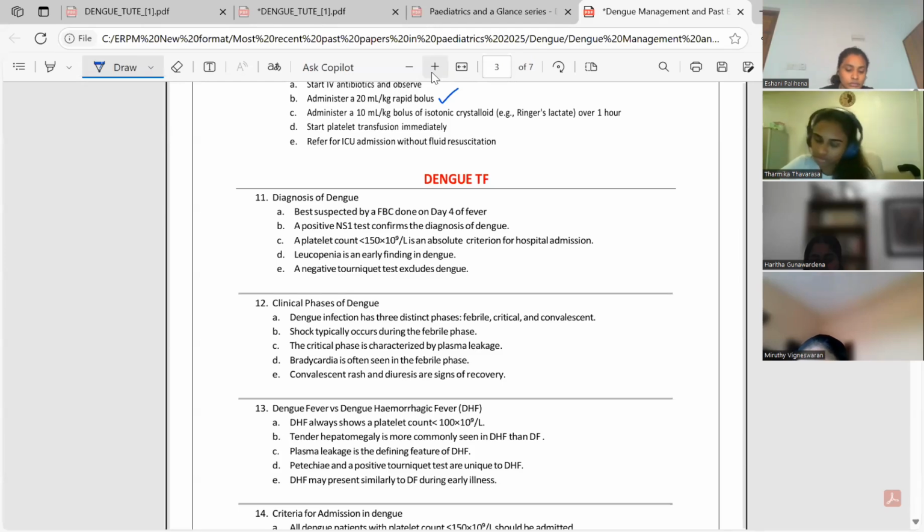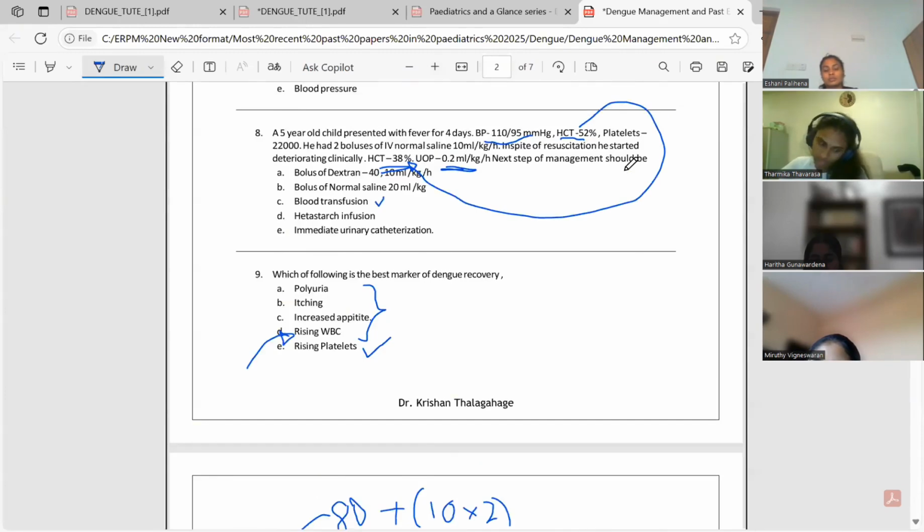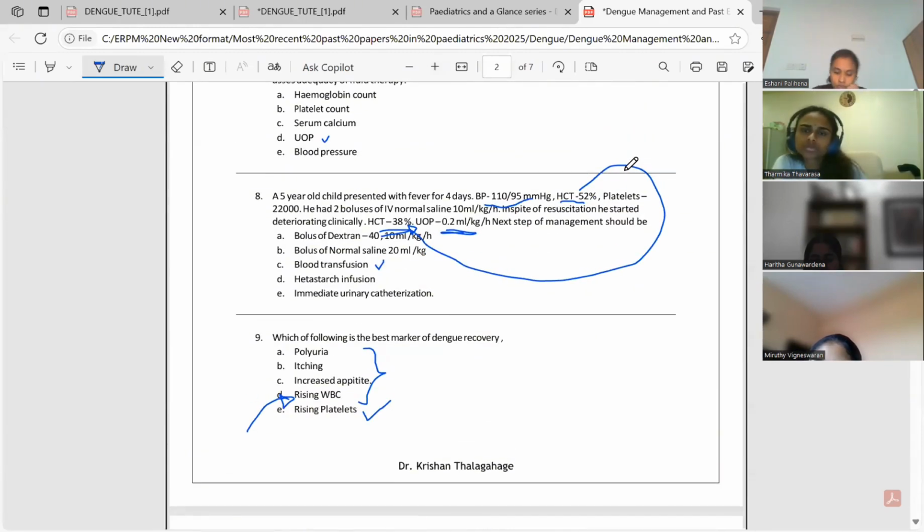Sir, in question number 8, they're saying 2 boluses of IV normal saline are given, so can't we consider a bolus of dextran 40 before going to blood transfusion? Good question. I'm sorry I could not explain that bit.